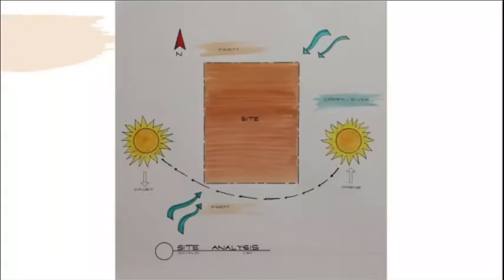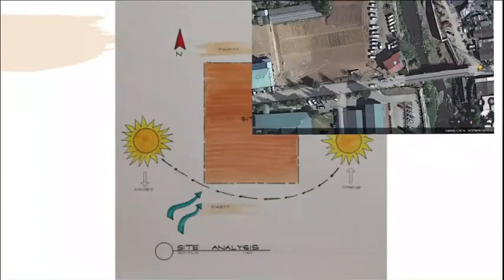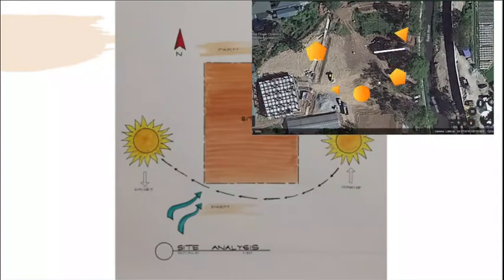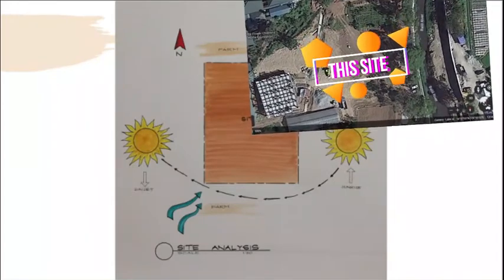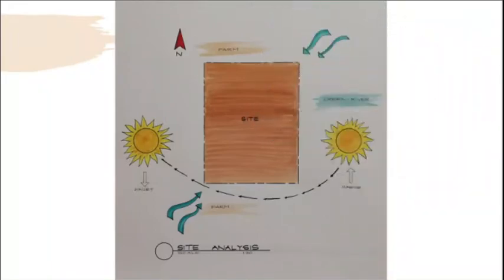This is the site analysis, which shows the site and its surroundings. The site is located at Balili, La Trinidad, Benguet, near the barangay hall. It has a lot dimension of 31 meters by 40 meters. On the rear, left, and front left part of the site is a farm. On the right side is a river.